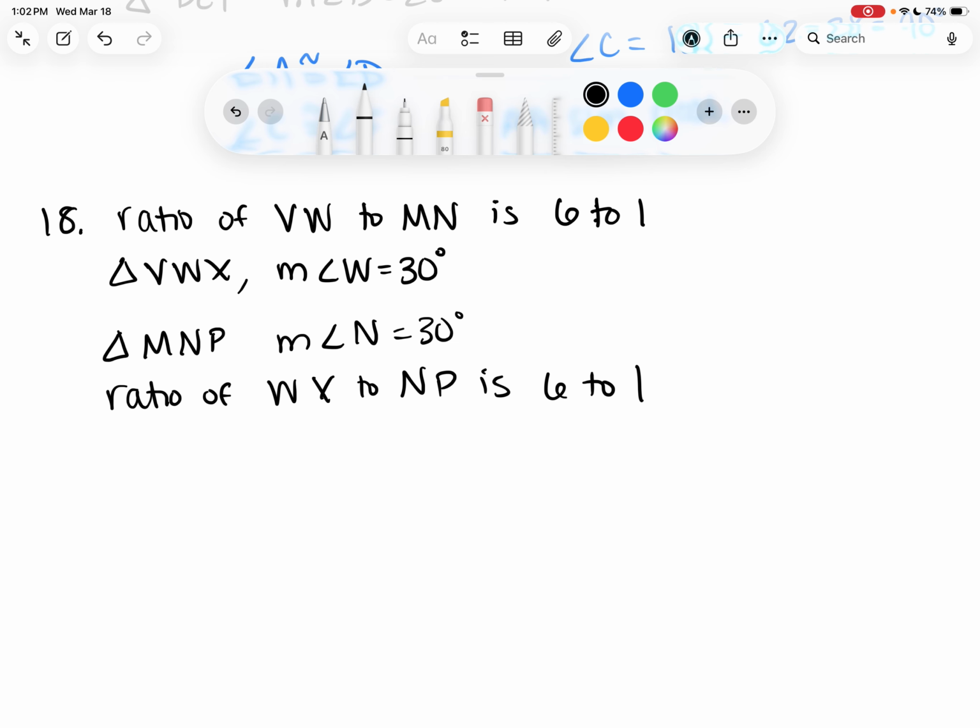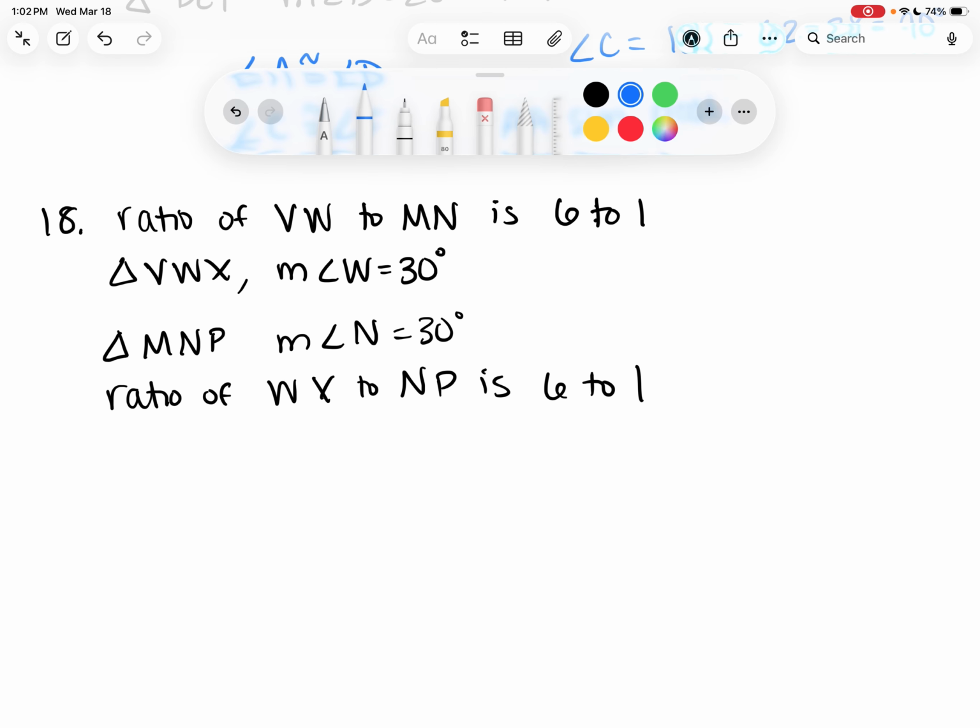W is congruent to W. First, two different triangles. I already know that the angles are congruent, right? They both have an angle that's congruent. So then I need to look at, this one might be helpful to draw the triangles. Okay, so let's do that.